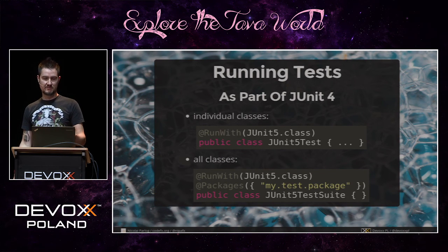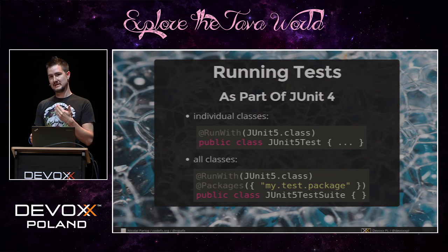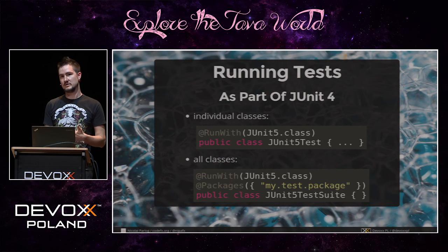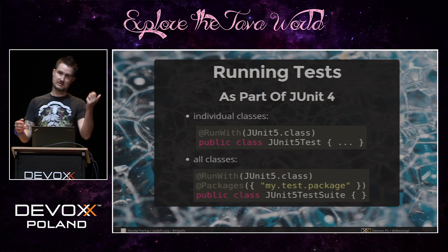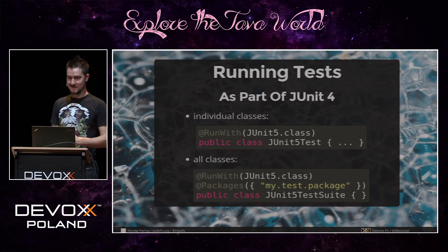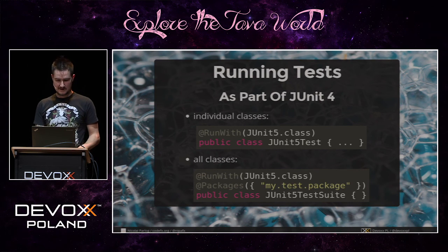JUnit 4 will find the class, will tell JUnit 5 to run all tests in those packages, and JUnit 5 will run just the JUnit 5 tests. So already now, you can basically just start. If you want to, you can do it on your private project or in production even, well, not production, in test at work, I mean. You can start right away writing JUnit 5 tests, and you don't even have to tell anyone.